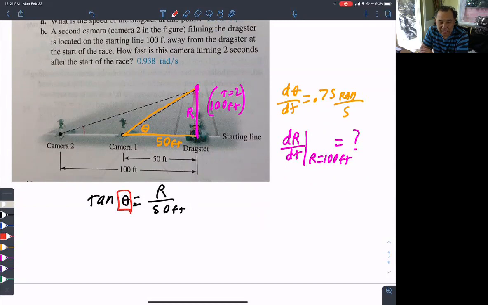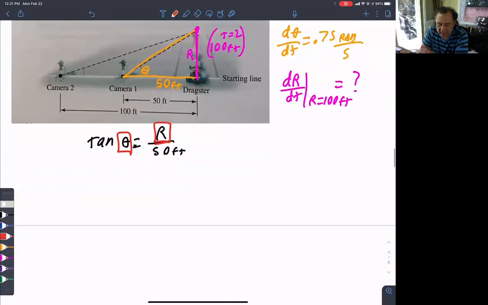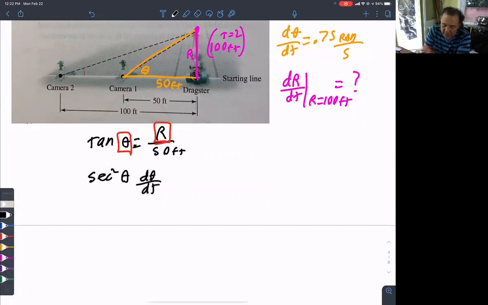As time goes on, that angle changes because it follows the car. And we know the distance the car travels changes with time. So both of those are functions. They become the box in our chain rule. The derivative of tangent box is secant squared box times the derivative of box. 1 over 50 is a constant, and the derivative of R is dr dt. And they want those specifically when R is 100.